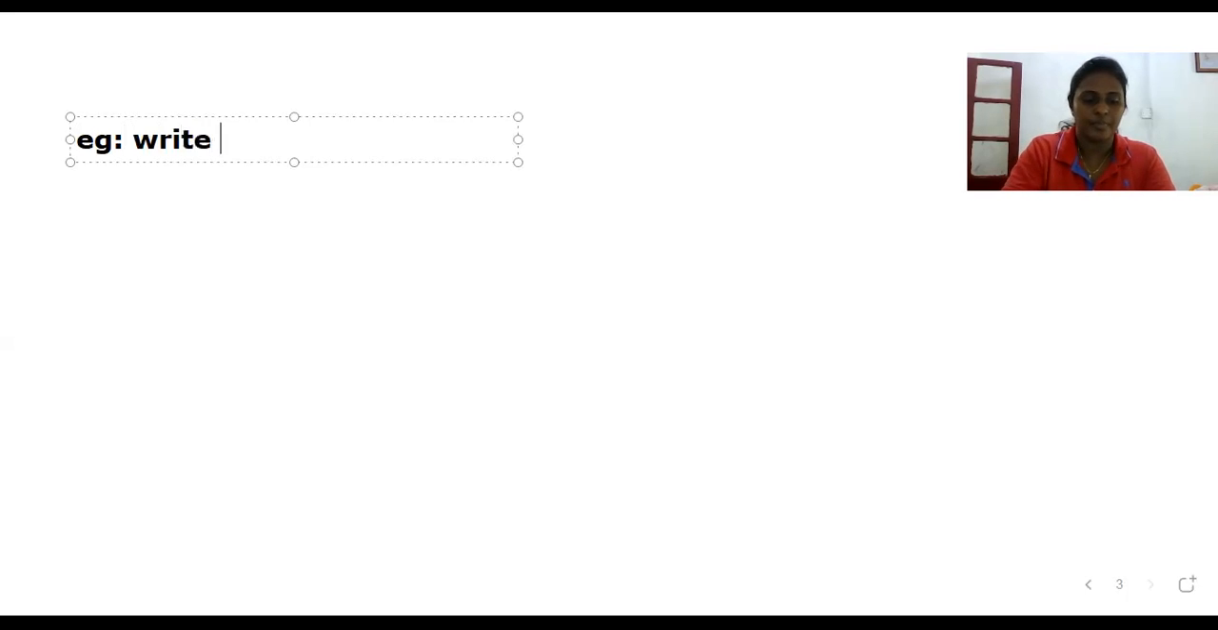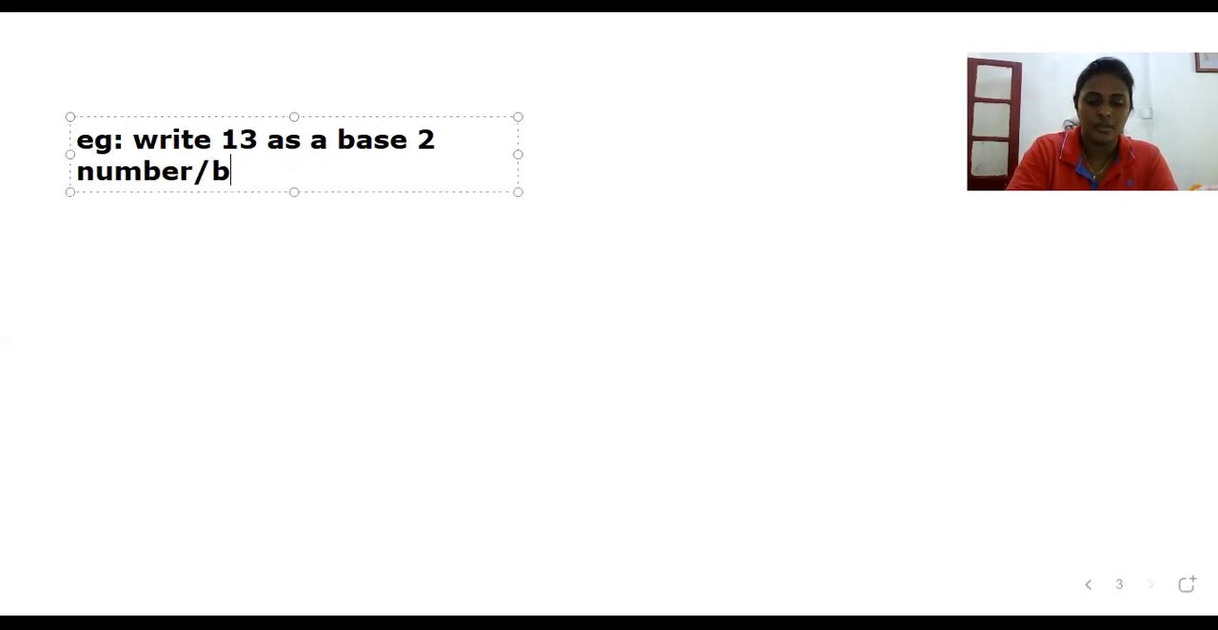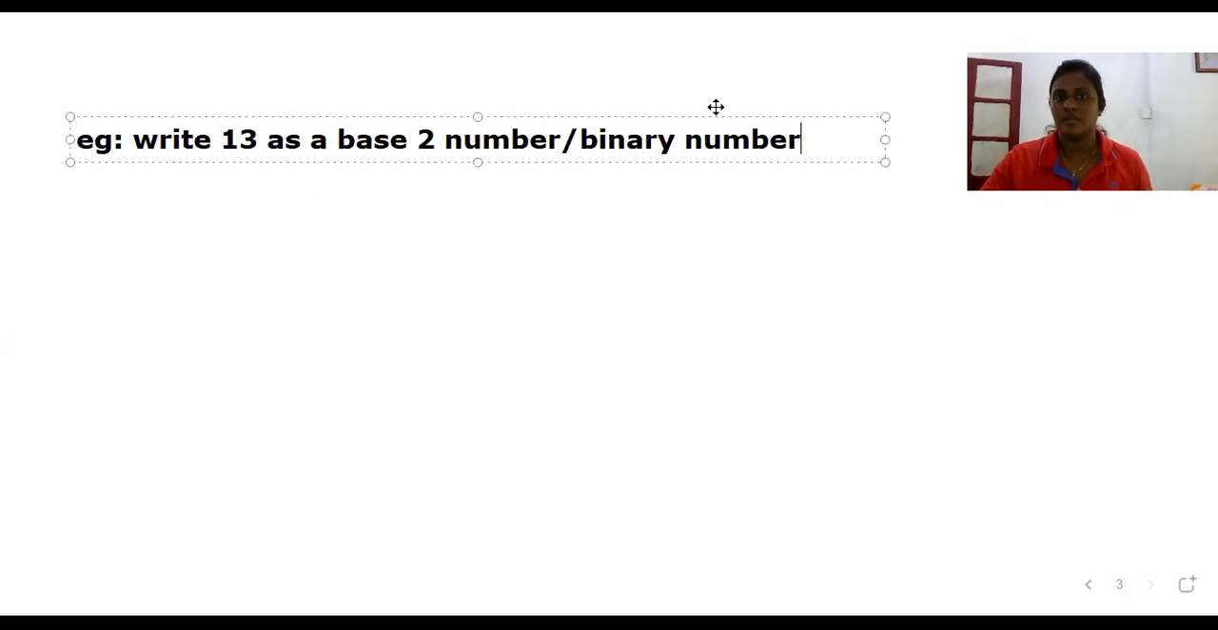Write 13 as a base 2 number, or in other words, binary number. Write 13 as a base 2 number or a binary number. Right. 13 means a decimal number. Normally we count 1, 2, 3, 4 like that, that kind of number. Right. Now, let's see how to write number 13 as a binary number.